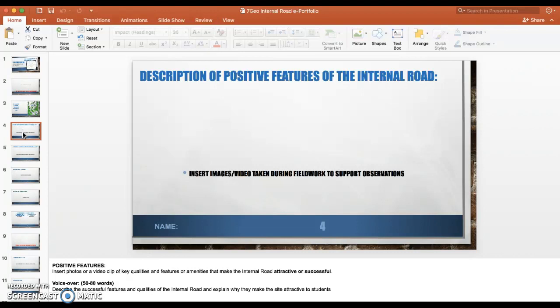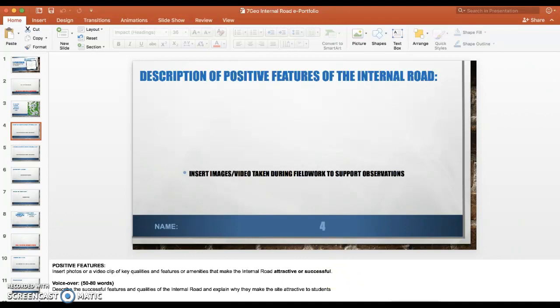So first of all, you need to decide on some positive features of the internal road. And you need to insert photos, or if you took some video, of the key qualities and features or amenities that make up the internal road attractive or successful. So what that means is you need to look at the key qualities.